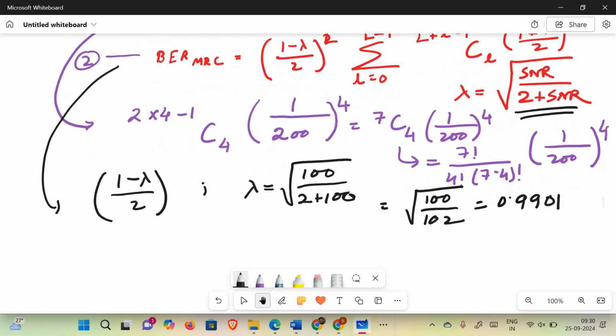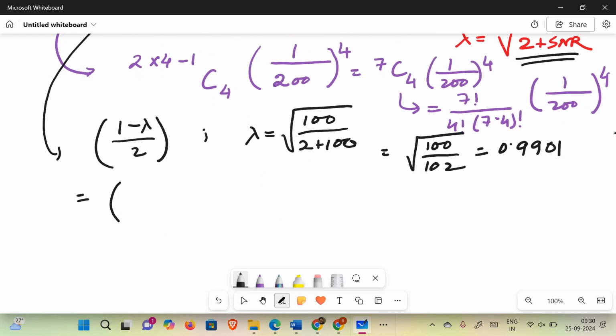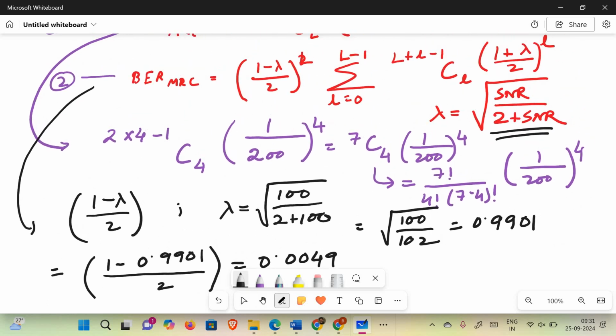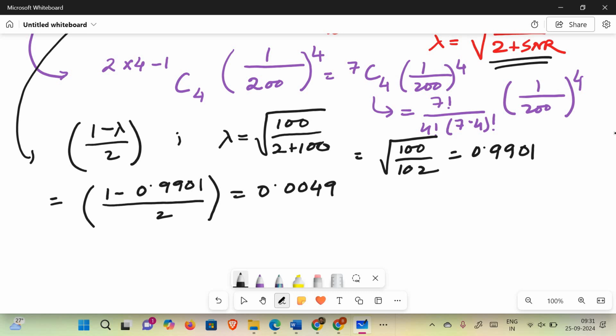So we get 1 minus 0.9901 divided by 2, and this is coming as 0.0049. Everyone clear with this? What I did is nothing but this. In this equation, there are two factors: 1 minus delta by 2 and 1 plus delta by 2. So you can also find out what my 1 plus delta by 2 is. This will come as 0.9951.